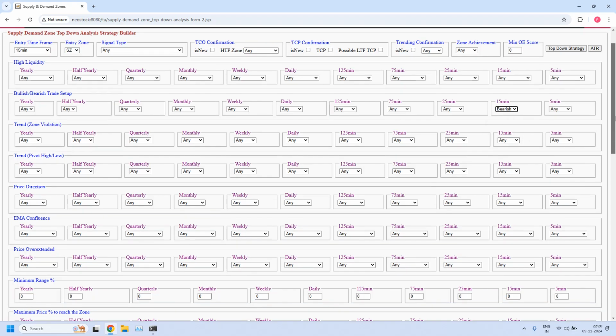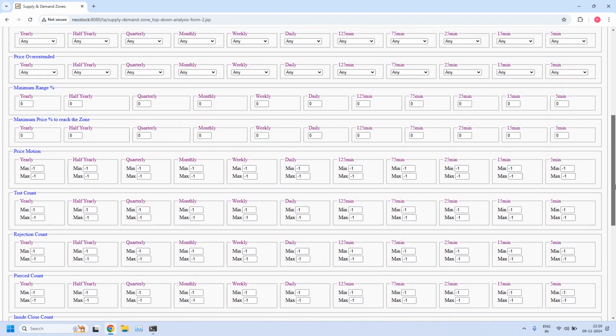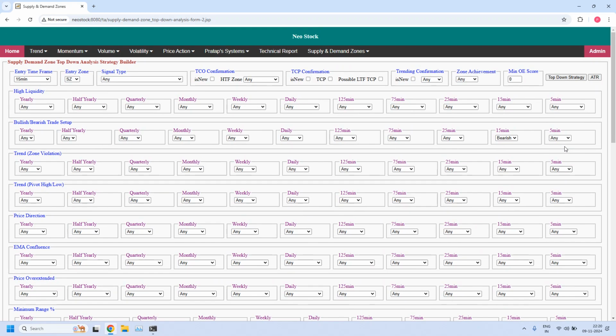And this 15 minute supply zone should not be pierced. So in the pierced count, at 15 minutes time frame, I am setting minimum value 0, maximum value 0. That means 15 minute supply zone should not be pierced. Zone achievement violated opposing zone. Minimum order enhancer score 12. With all the three filters, they are applied to 15 minute supply zone.